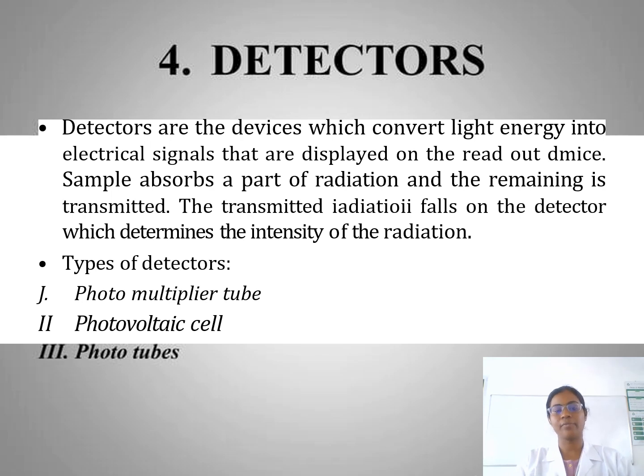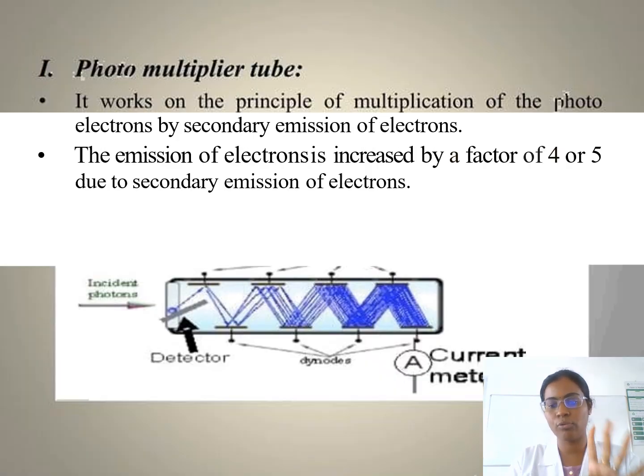There are several types of detectors: photomultiplier tubes, photovoltaic cells, and phototubes. The photomultiplier tube works on the principle of multiplication of photoelectrons by secondary emission of electrons. These are the detectors used in UV spectroscopy. The incident photons produce a current.